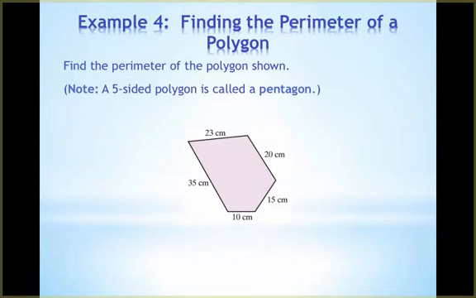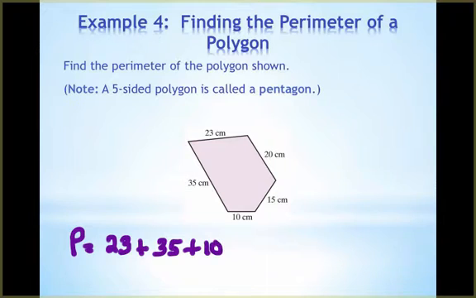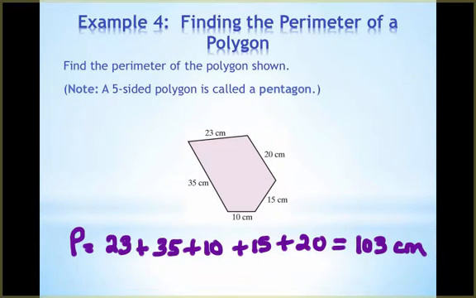Now we're going to find the perimeter of this pentagon. So to find the perimeter, we're just going to add up all the sides. 23 plus 35 plus 10 plus 15 plus 20. When we add all that together, we get 103, and our units would be centimeters.